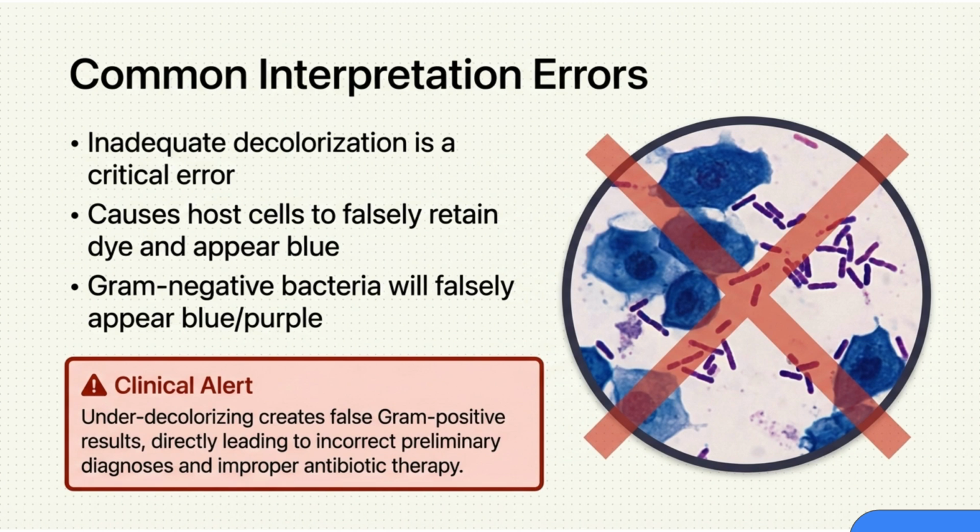A critical interpretation error is inadequate decolorization during gram staining. This causes host cells and gram-negative bacteria to falsely retain the primary dye, appearing blue or purple, leading to incorrect preliminary diagnoses and improper antibiotic therapy.